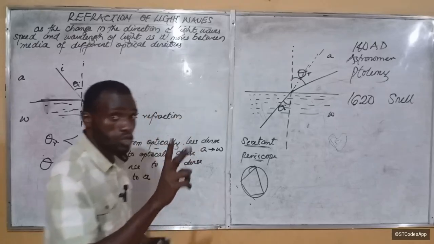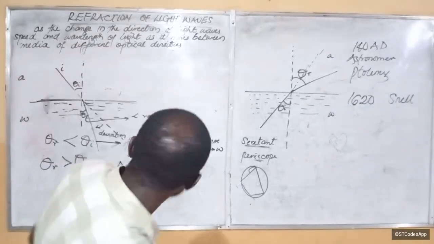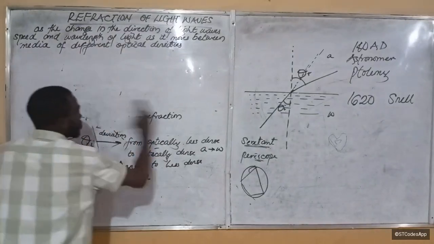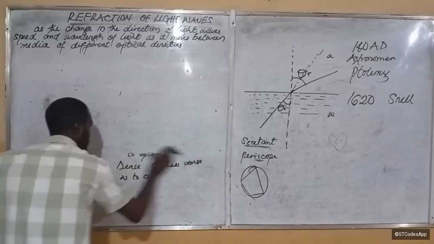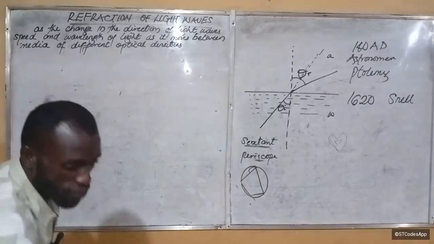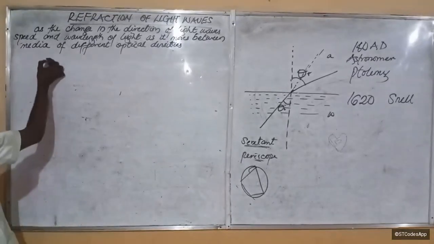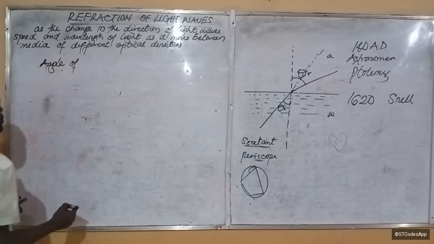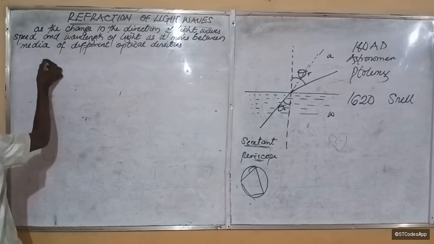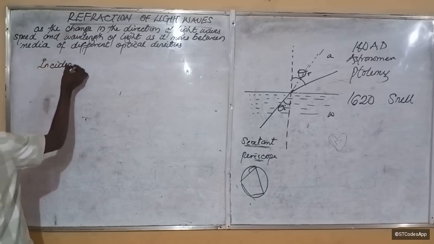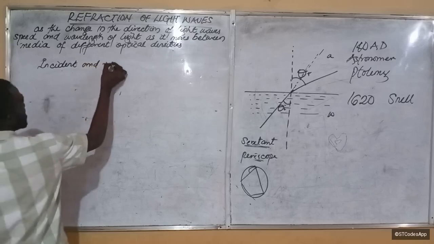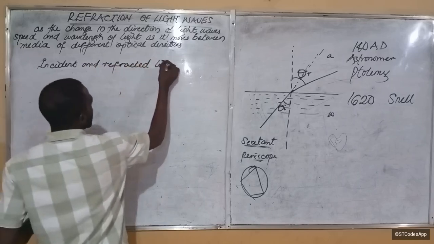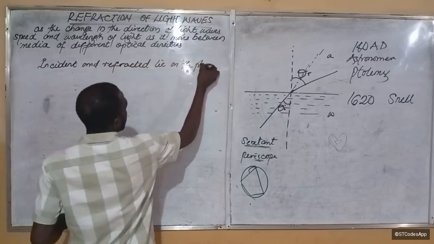So there are now two laws of refraction. What is the first law of refraction? The first law says that the incident ray and the refracted ray lie on the same plane.